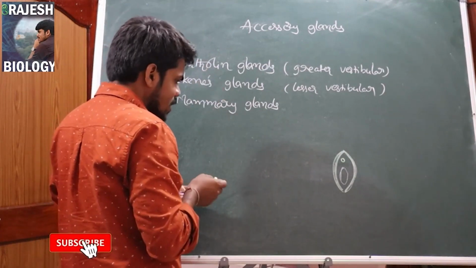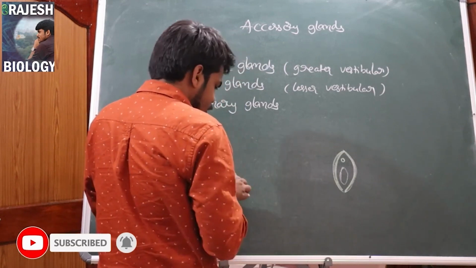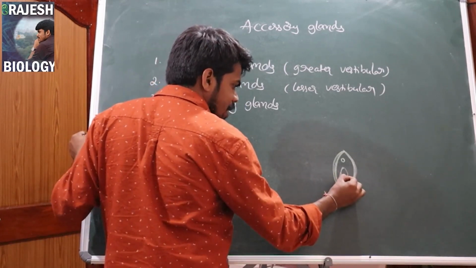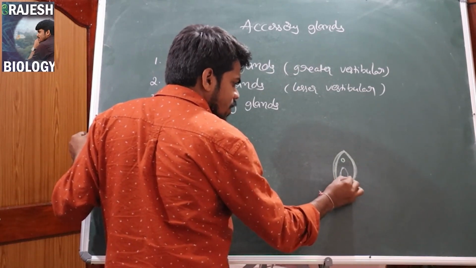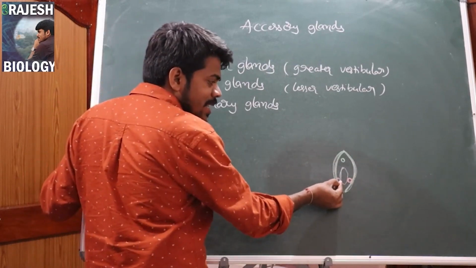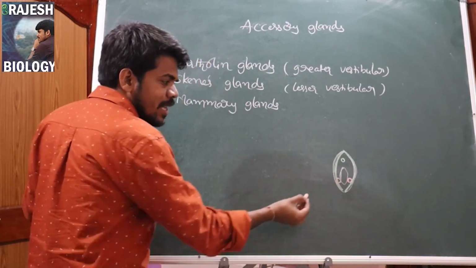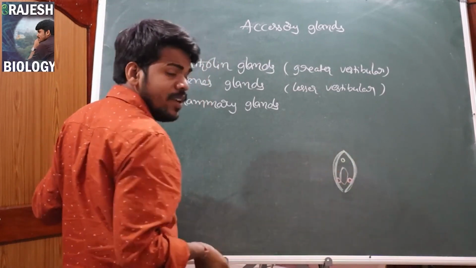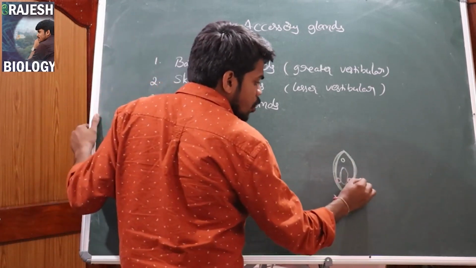Bartholin glands are present posterior to this. I will draw with red color, then it is more clearly visible. Either side, left and right side of the vagina, are the Bartholin glands. They are bigger in size when compared with the Skene glands. They are present on either side of the vaginal orifice, and they secrete mucus.